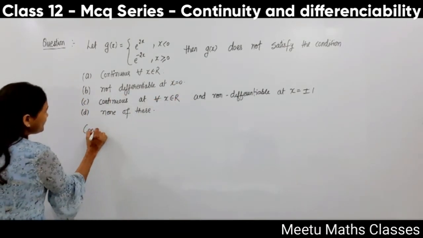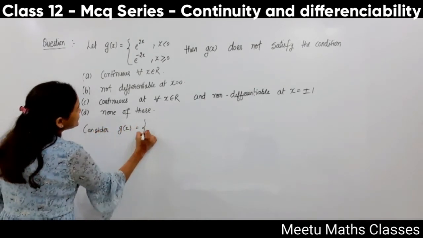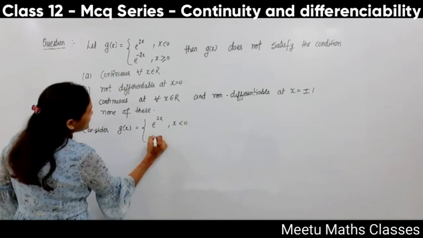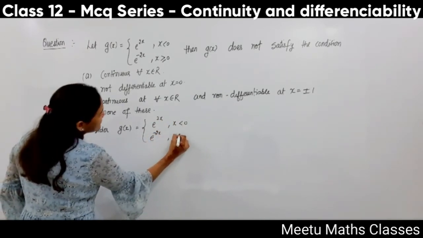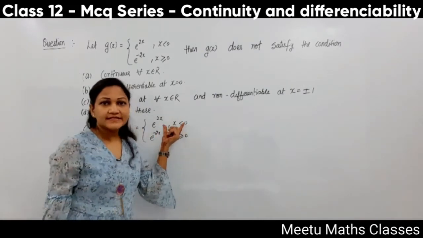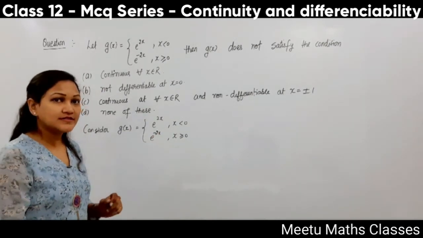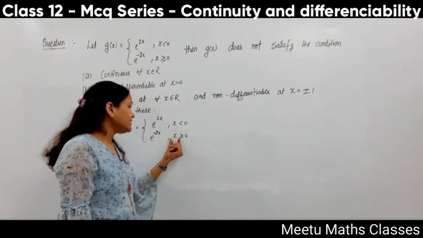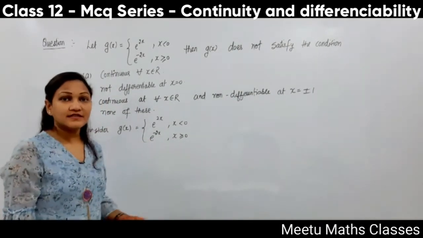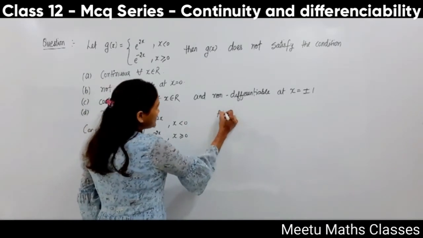So consider your function g(x). Your g(x) is defined as e raised to power 2x when x is less than 0, e raised to power minus 2x when x is greater than or equal to 0. So when x is less than 0, your function is defined as exponential function which is continuous everywhere. And when x is greater than or equal to 0, your function is again an exponential function which is continuous everywhere. तो आपको थोड़ा डाउट किस पे है?